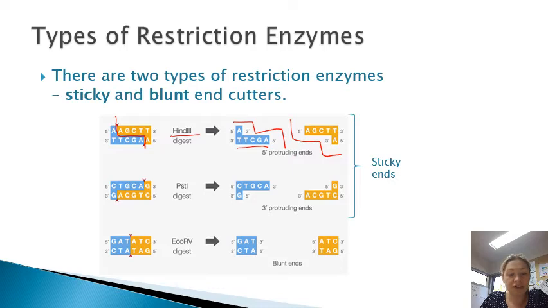Okay, if we go down to the bottom here, EcoRV is a blunt end cutter. It simply cuts the DNA straight through the backbone. So you end up with two pieces of DNA with no overhang.